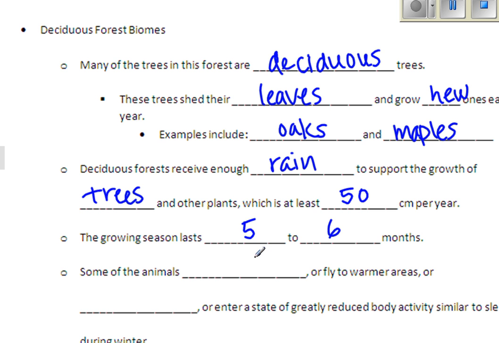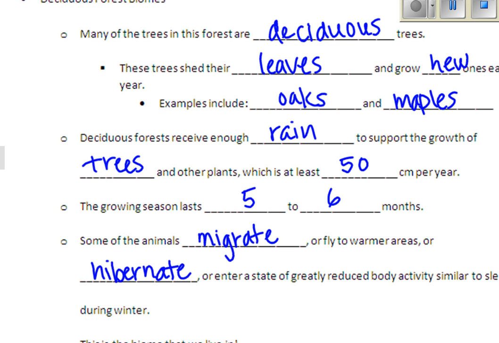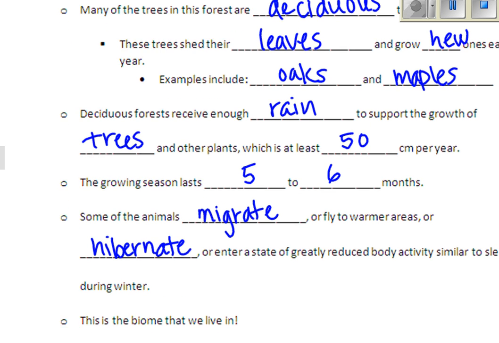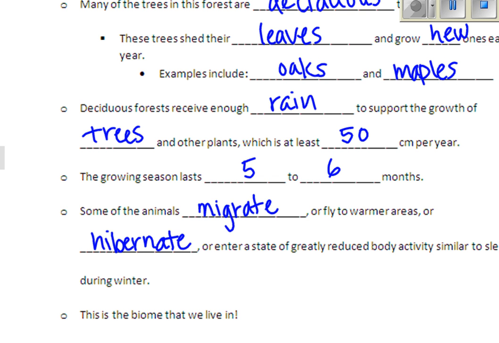Now, how do some of these animals adapt to the changing weather in the deciduous forest? Well, some of these animals migrate or fly to warmer areas, or some hibernate or enter a state of greatly reduced body activity to kind of sleep during the winter. So that's hibernate. It's also important that you know that this is a biome that we live in.